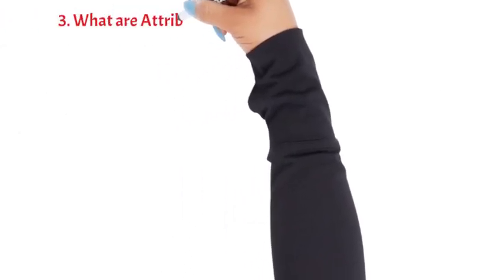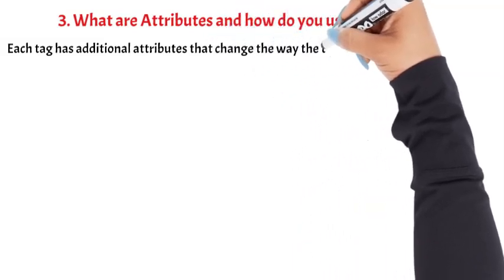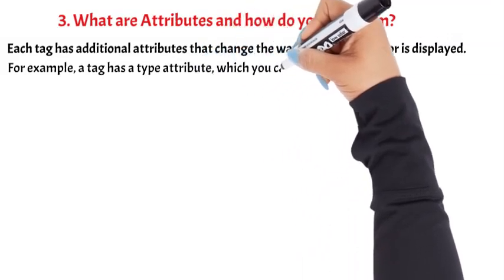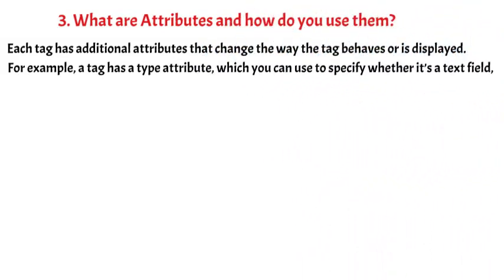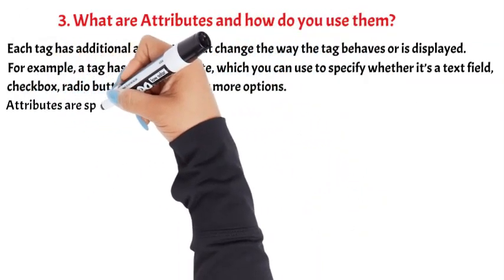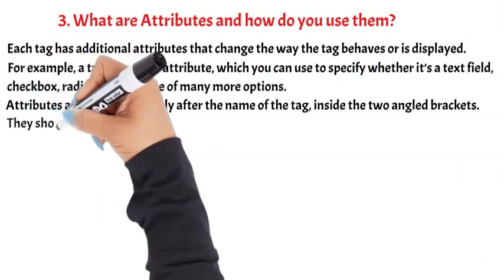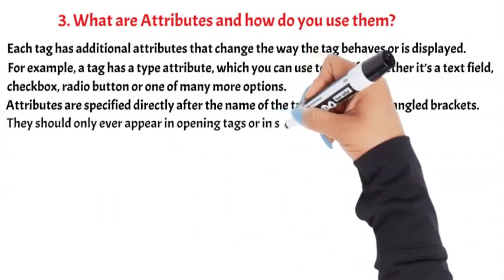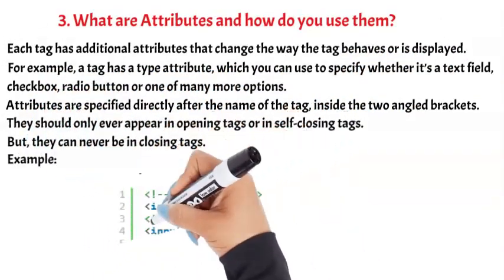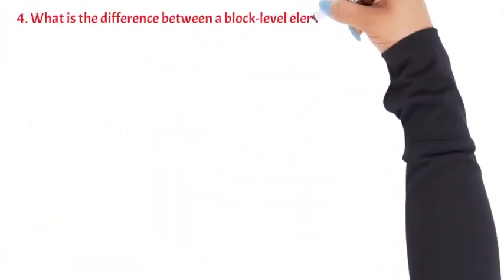3. What are attributes and how do you use them? Each tag has additional attributes that change the way the tag behaves or is displayed. For example, an input tag has a type attribute, which you can use to specify whether it's a text field, checkbox, radio button, or one of many more options. Attributes are specified directly after the name of the tag, inside the two angled brackets. They should only ever appear in opening tags or in self-closing tags, but they can never be in closing tags. Example.